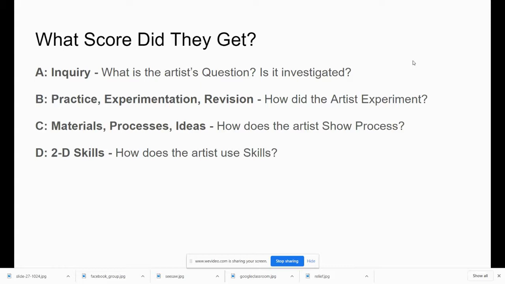Three, materials, process, and ideas. That's just how the artist shows the process. They don't want to just see the work that you made. They want to see how you made it. So when you're making your art, make sure you're taking pictures of that art in process. And last but not least, four, they want to make sure you have some skills. Are you an artist? Sure you are. Okay, keep those four things in mind as we go through this.